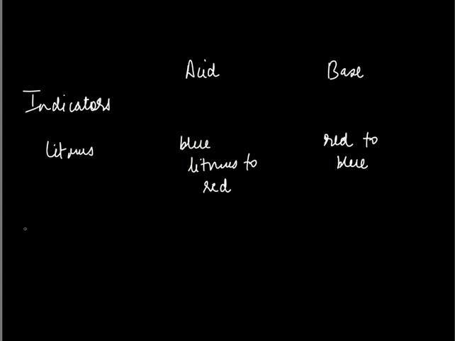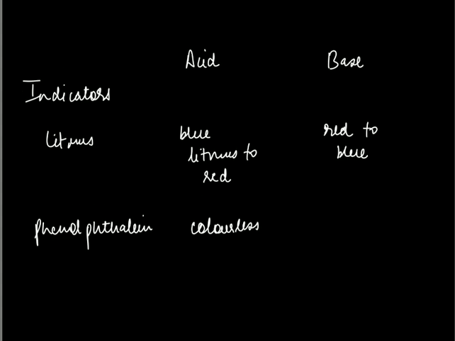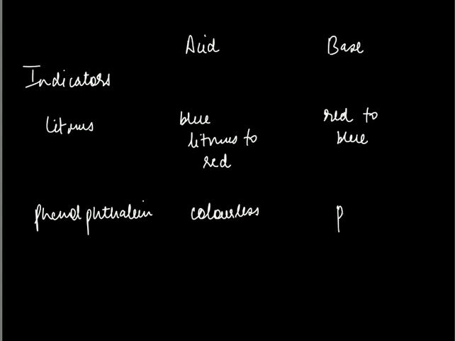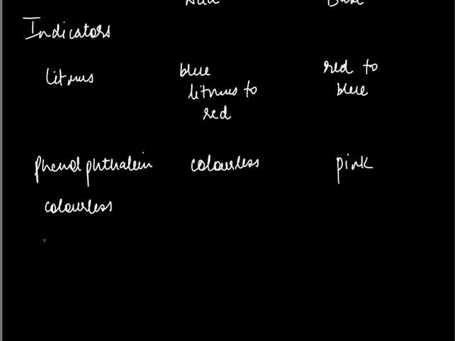Then we have phenolphthalein. Litmus is actually a purple color dye, obtained from lichens, however you want to pronounce it. Phenolphthalein is colorless, and in base it changes from colorless to pink. Originally it is very much colorless. We have some more indicators that we can write over here.